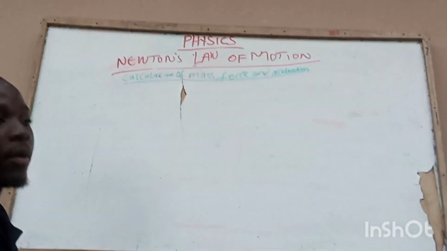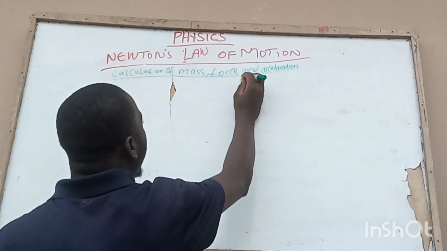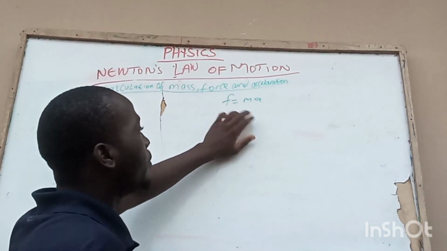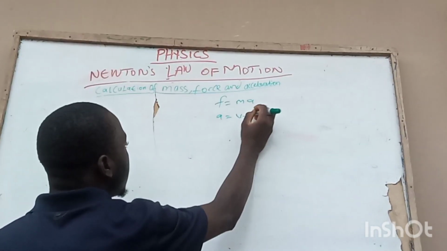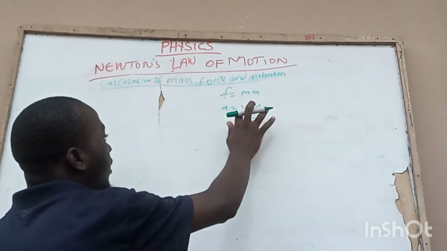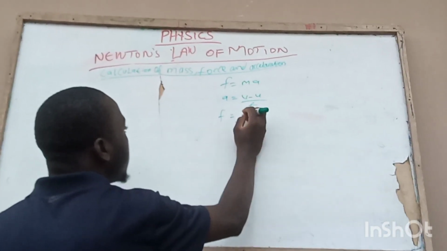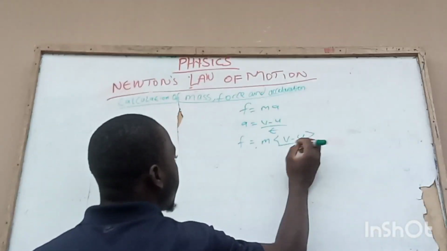So before we start doing the question, I'll first like to show you some important formula we need to know. The first one, F is equal to ma. That is our force is equal to mass times acceleration, and we know that our acceleration is what? V minus u all over t. That's the final velocity minus the initial velocity all divided by time. So we can say F is equal to m into bracket v minus u all over t.